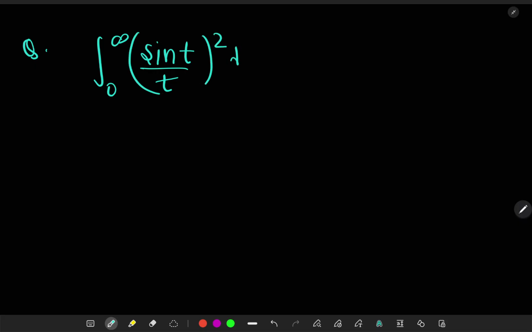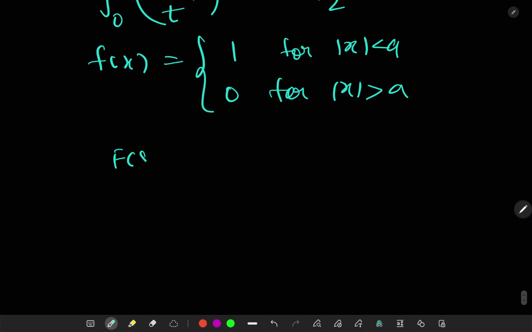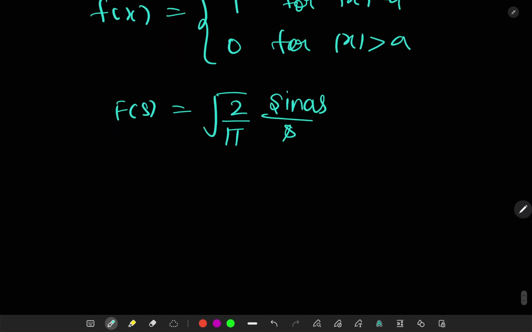Now let's do a question on Parseval's identity. We need to prove that the integral of (sin t / t)^2 dt is equal to pi/2, for f(x) = 1 for |x| less than 2a and 0 for |x| greater than 2a. So f(s) is equal to root(2/pi) sin(as)/s.